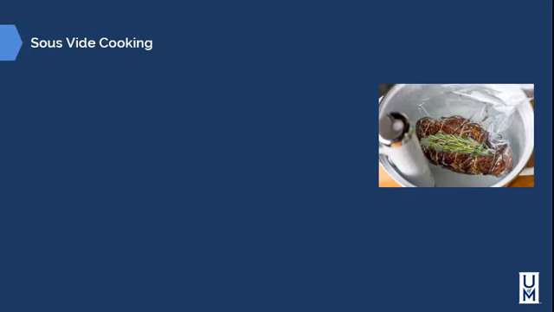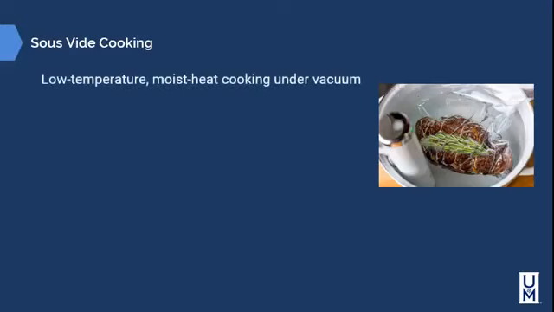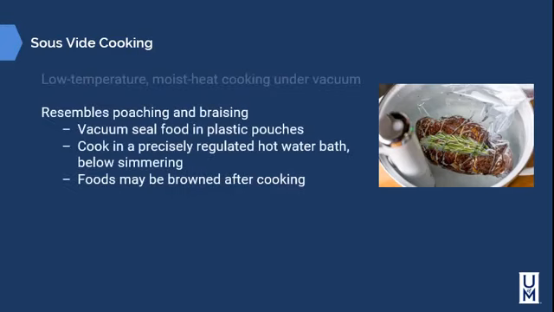Sous vide cooking is ideal for tough cuts of meat because it allows it to tenderize in its own liquids without wasting any additional liquids or incorporating water into it. This is a low temperature, moist heat cooking method, but it's under vacuum, so the food is actually away from the water source, although it's surrounded by water. It resembles poaching and braising. A vacuum sealed food is in plastic pouches. We cook it in precisely regulated hot water baths below simmering.